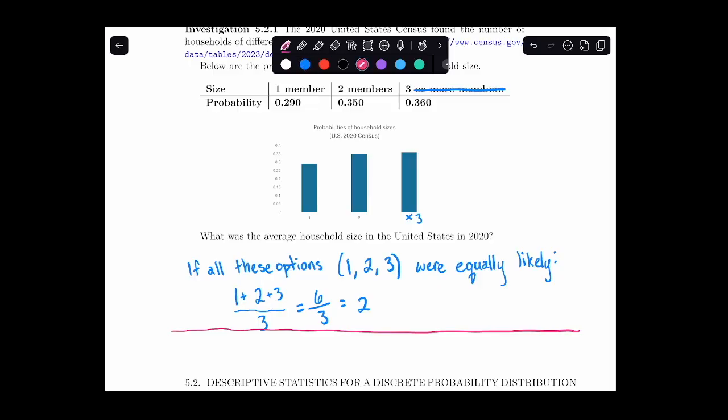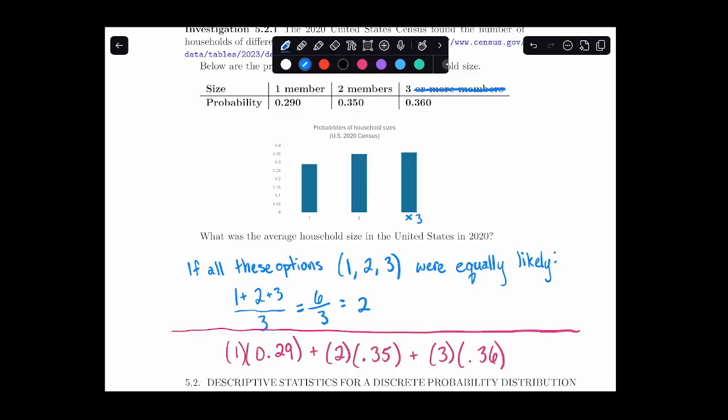And so really, what we want to do, instead of thinking about these as all being equally likely, is say, okay, 1 member, the probability of that happening is 0.29. 2 members, the probability of that happening is 0.35, and 3 members is 0.36. And so I would take each possible number and multiply by its probability.